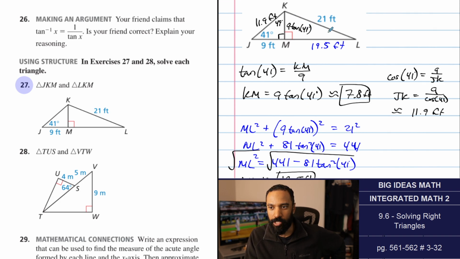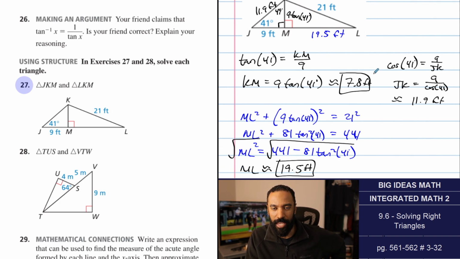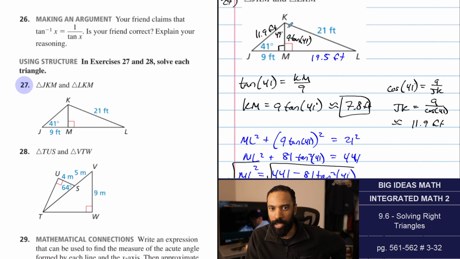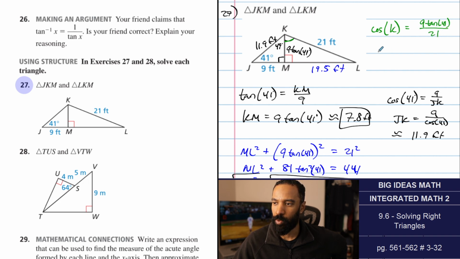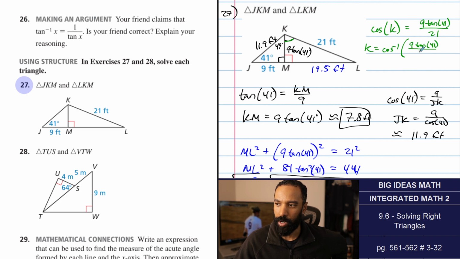Okay, not lastly, I still have two more things, but last time I have to use this 9 times tangent, etc. Let's do inverse trig on K or L. Let's not use the 19.5. Let's use this one with 21. Let's use, say, cosine to find angle K right here. I have some room up here to do so. So cosine of angle K, this is just one of two problems, is 9 times tangent of 41 divided by 21. So K is the inverse cosine of 9 times tangent of 41 over 21.